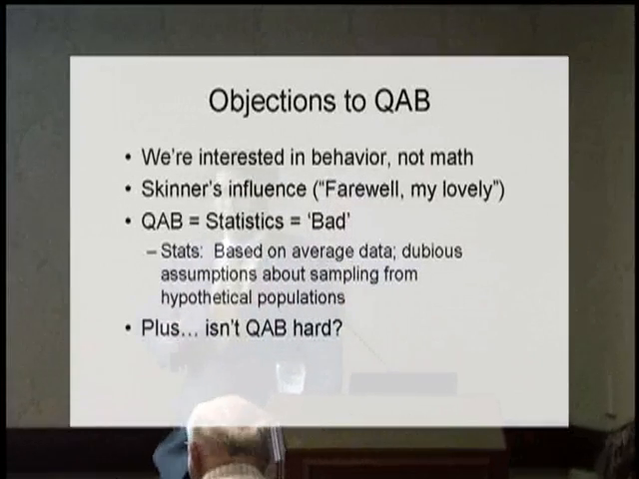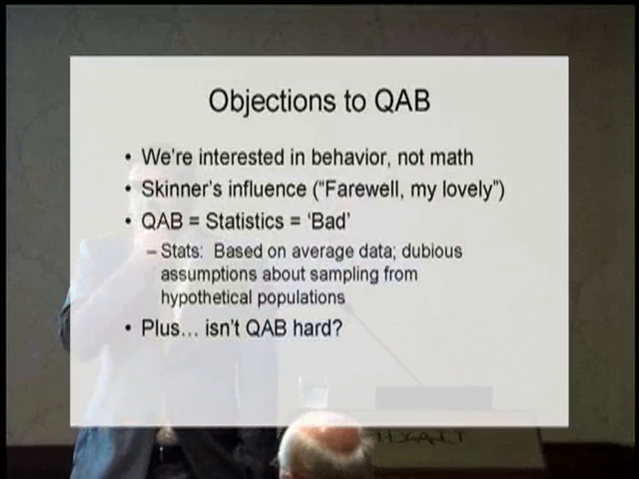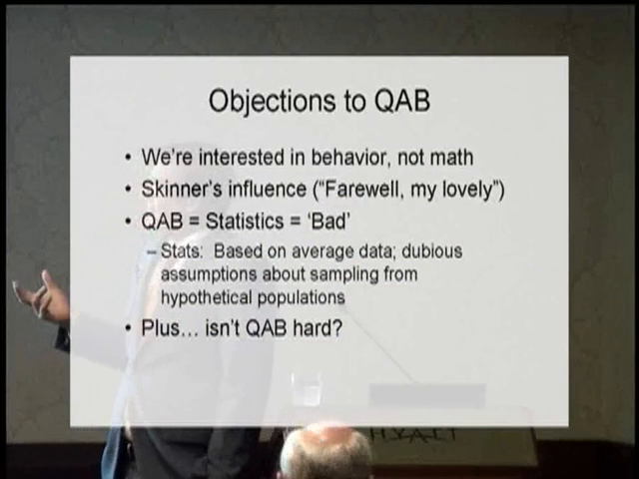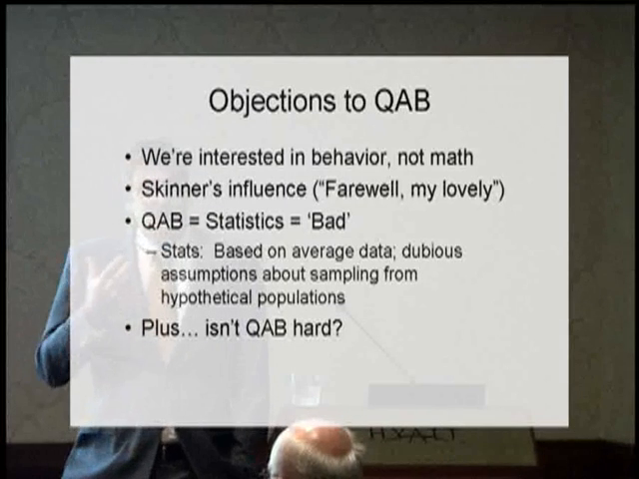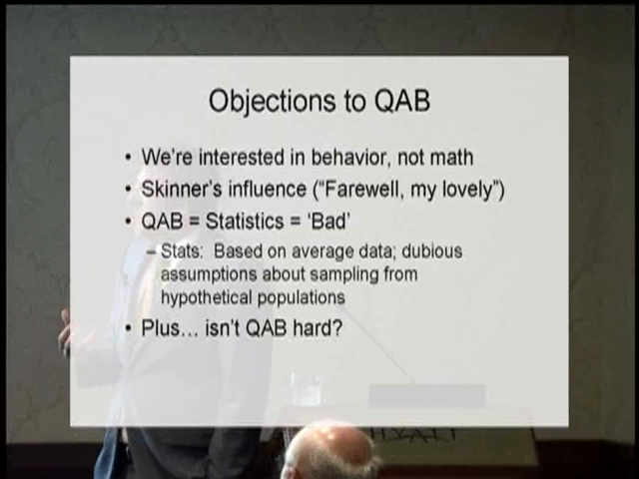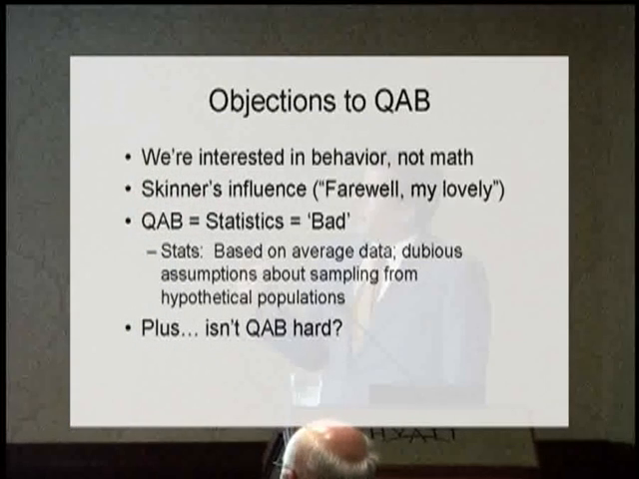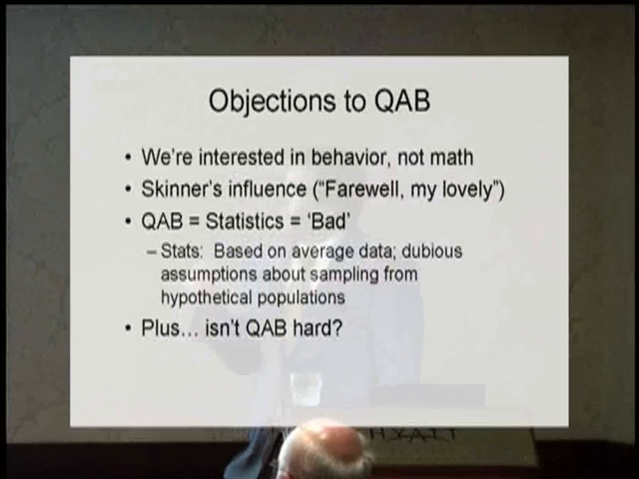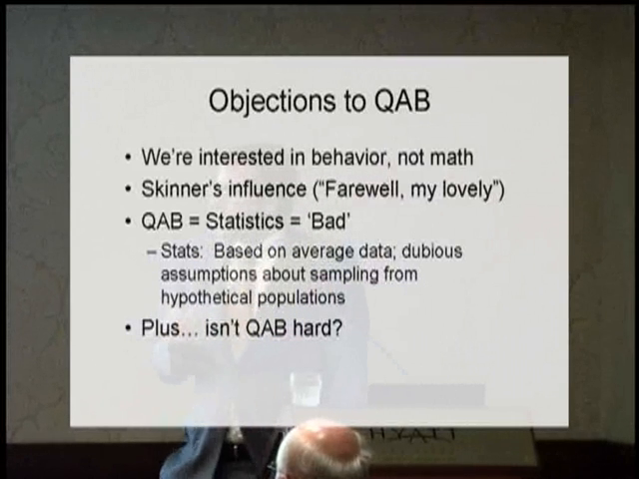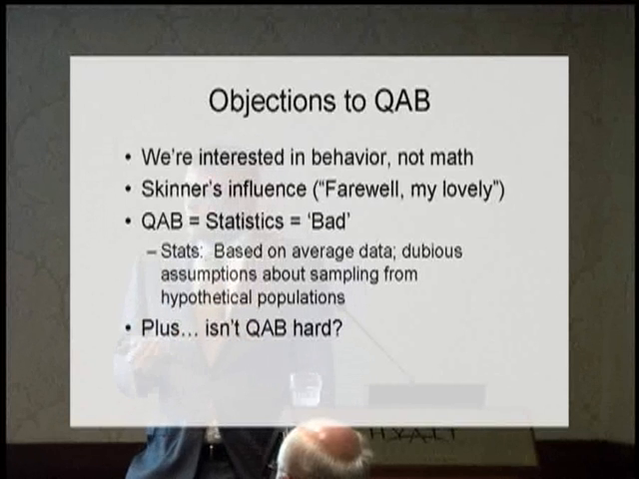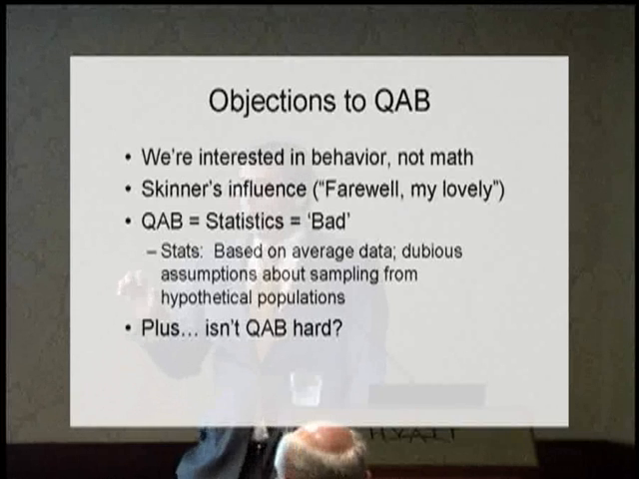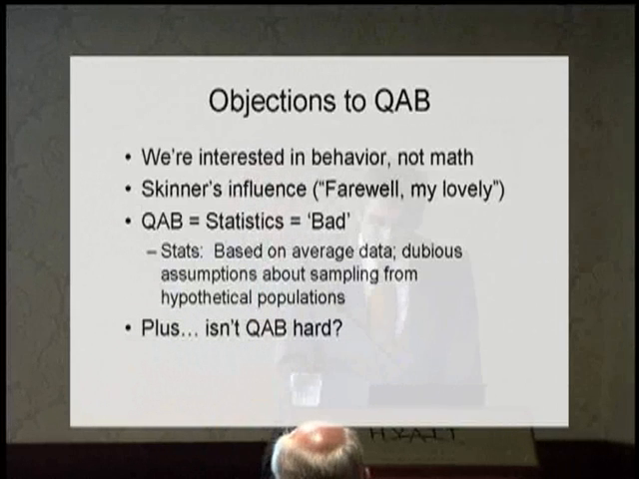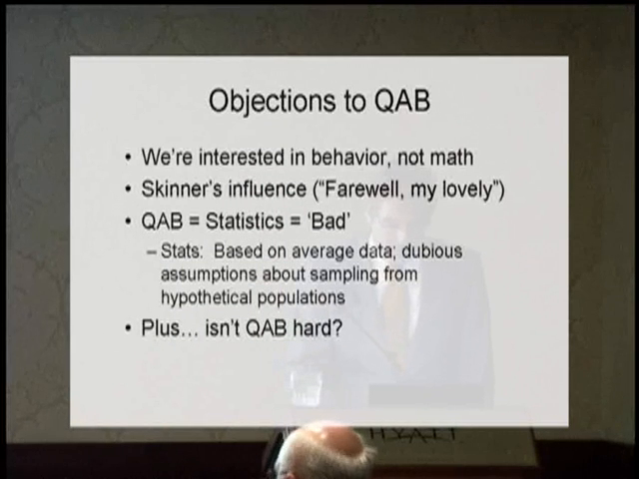There might also be a perception that QAB is associated with statistics, which are somehow bad. Skinner, of course, didn't like stats. They're based on average data rather than the behavior of individual organisms, so that presents some potential problems. And also, if you're doing hypothesis testing, there may be some potentially dubious assumptions involved about sampling from hypothetical populations. Now, one of the things I'm going to say today is that QAB is really not stats, that you don't have to bring these potentially questionable assumptions if you're going to do quantitative analysis of behavior.